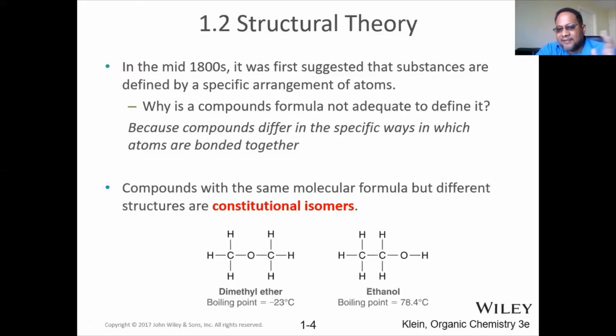Different molecules will have different physical properties and also different chemical properties. If you notice on the far left, we have dimethyl ether, which has a boiling point of -23. Ethanol has the same molecular formula but different connectivity, and has a boiling point of 78.4 degrees Celsius. That's as it relates to the structural theory.